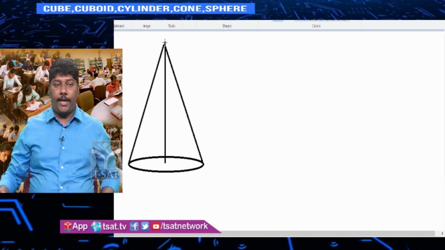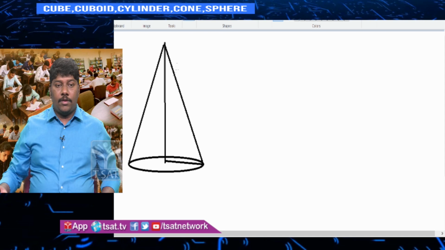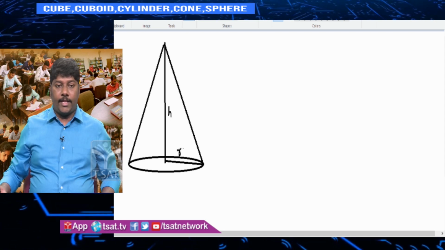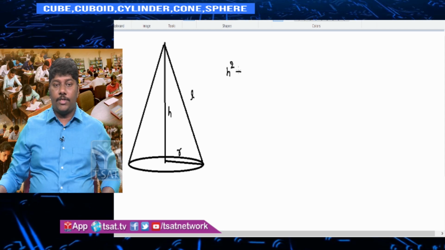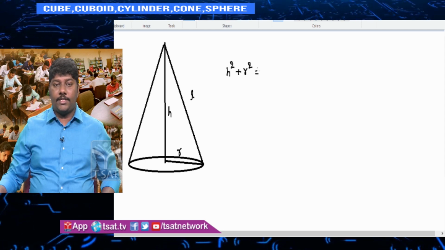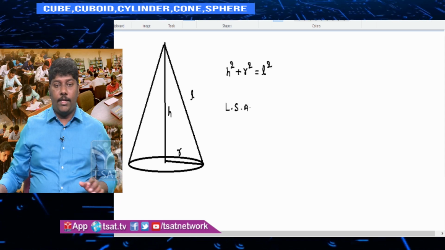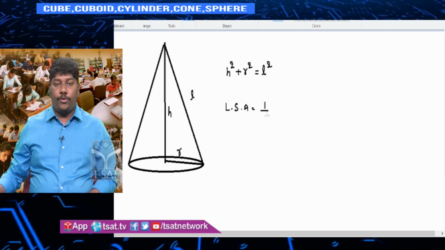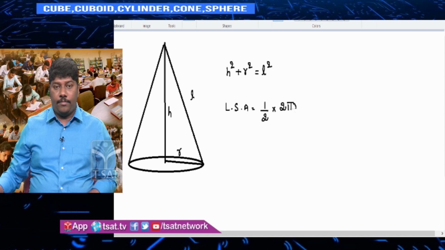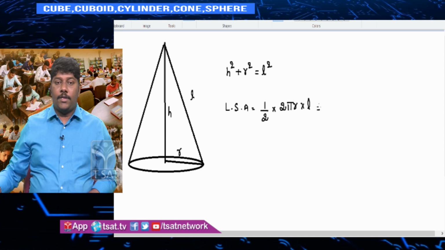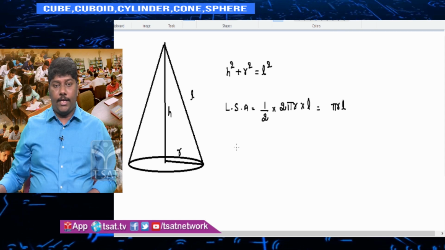For this you will have the height of the cone, radius of the cone and slant height of the cone. So, this is height, radius and the slant height. The relation between height, radius and slant height is h square plus r square equals L square, where L is the slant height. Lateral surface area of a cone, or a pyramid, is half into base perimeter, meaning circumference of a circle 2 pi r, into slant height which is L. Pi r L gives you the lateral surface area of a cone.